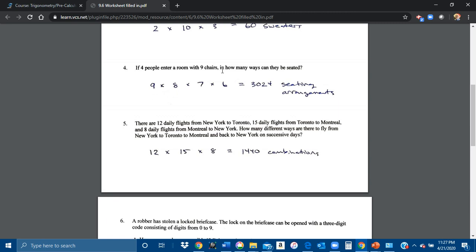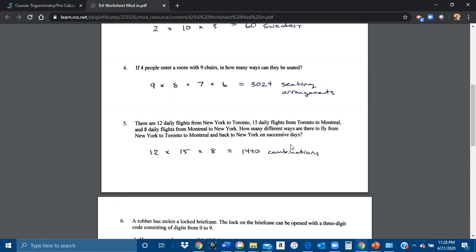Okay, so this one isn't just 9 times 9 times 9 times 9 because we have to think about it. There's 9 ways for the first person entering the room to sit down, but the second person's not going to sit on his lap, so there's 8 different possibilities for the second person. Now 2 chairs are taken. That leaves 7 possibilities for the third person, and that leaves 6 possibilities for the last person. So now I can multiply those together, and I've got 3,024 seating arrangements.